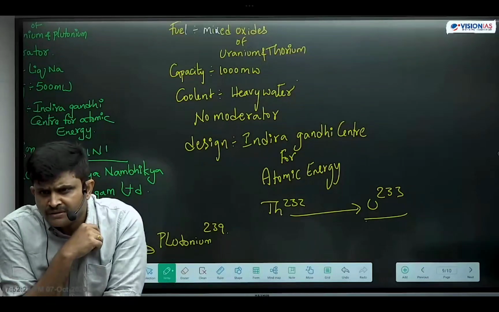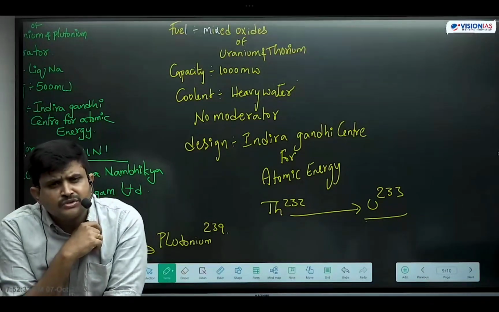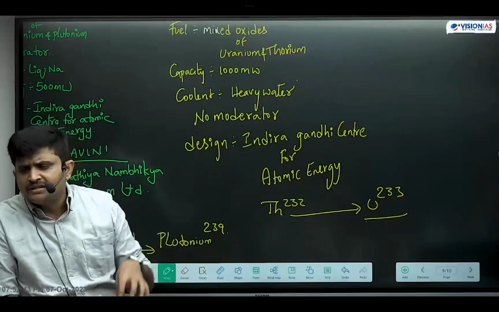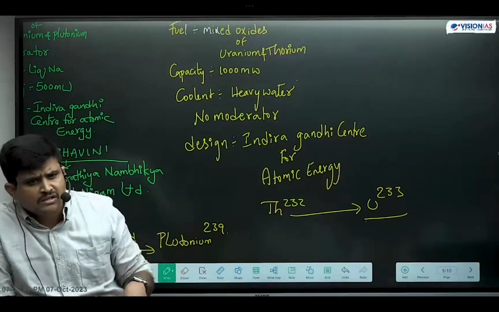Got clarity why it is a breeder one? Initially there will be plutonium. Because of this neutron bombardment, uranium 238 further converts into plutonium 239. The plutonium that is produced is more in quantity than the initially existing one. Hence it is known as breeder reactors. That means it produces more fuel than it consumes. Done, friends?